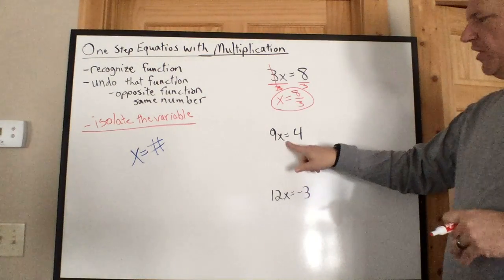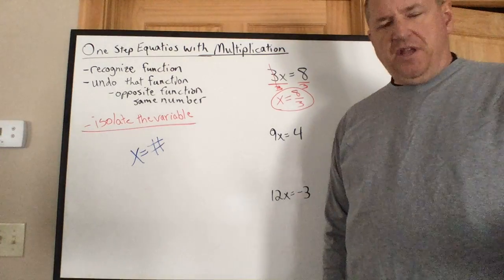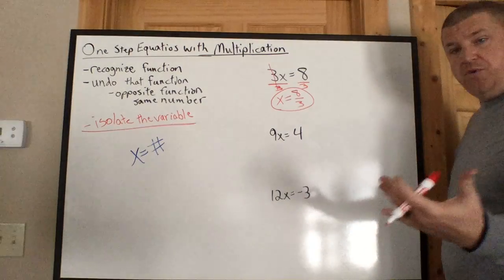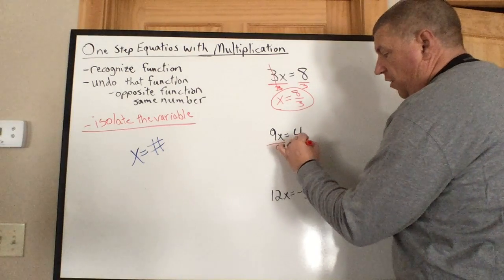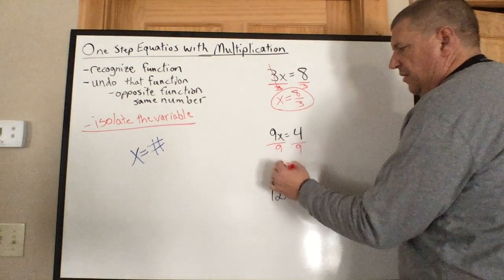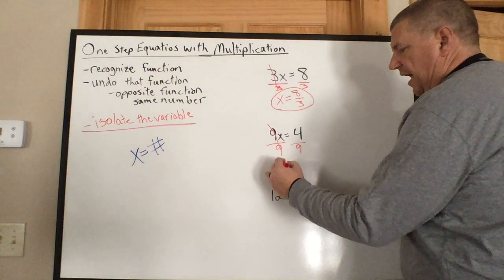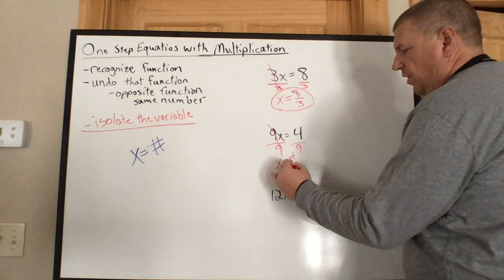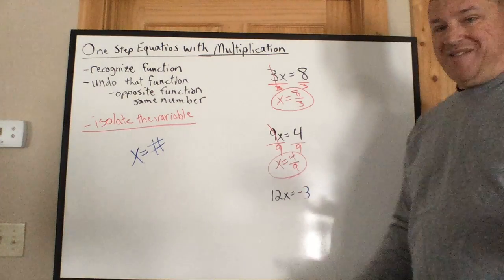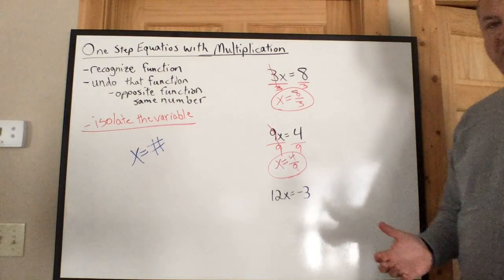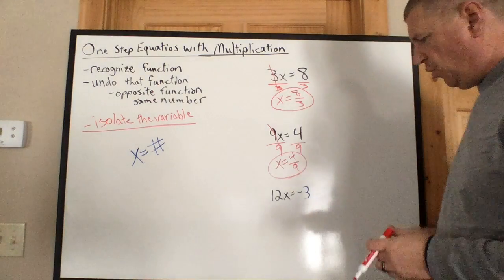All right, so let's look at our next example. 9x equals 4. 9 times x equals 4. So to undo the multiplication, I have to divide by 9 on both sides. Remember, I have to do it to both sides. These two 9's will cancel each other out. x equals 4 over 9. I can't simplify it, so I can leave that as my final answer. That's perfectly okay.